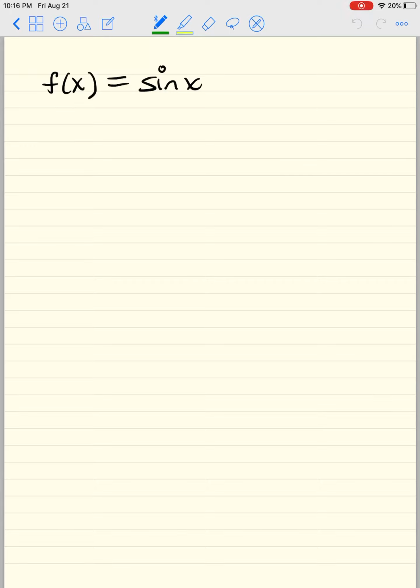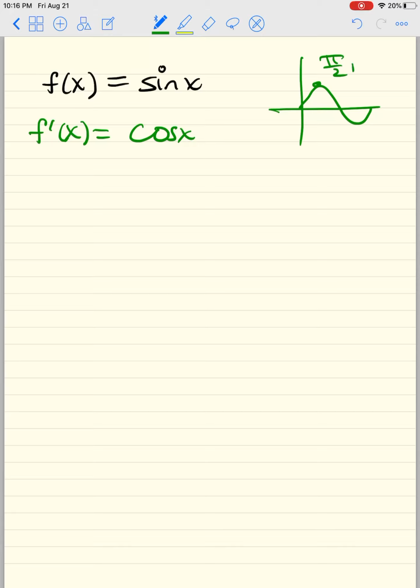F of x equals sine x. Great, let's do the same thing. F prime of x is equal to cosine x. This is going to be so cool because you're going to see, oh wow, doesn't a sine curve look like this? Doesn't it have a max at pi over 2 comma 1? Doesn't it have a min at 3 pi over 2, -1? Now I'm going to prove it using some derivatives.